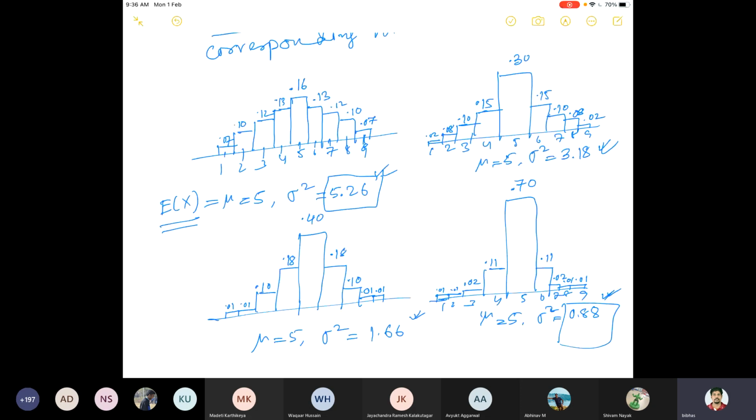Does anybody have any doubt? I'll repeat this again for the last time. A small value of the variance means we are likely to get a value which is close to the mean. A large value of the variance means there is a high probability of getting a value not close to the mean.